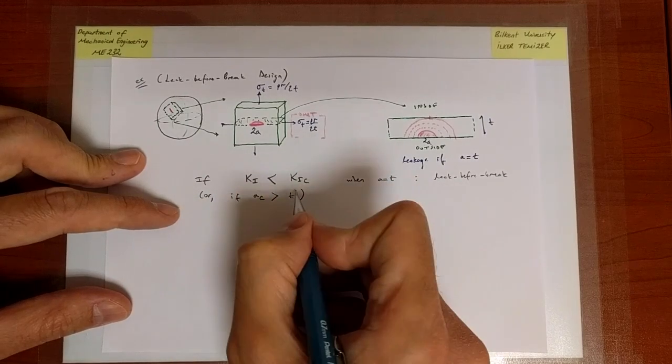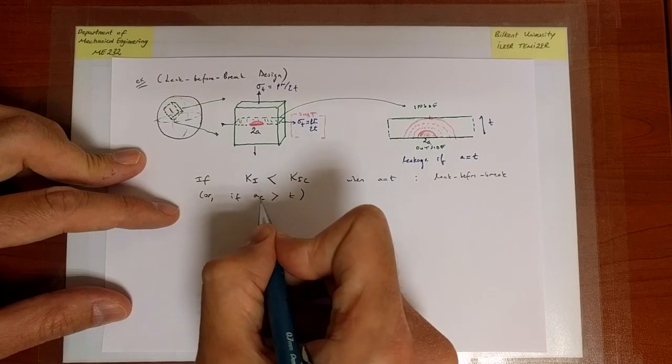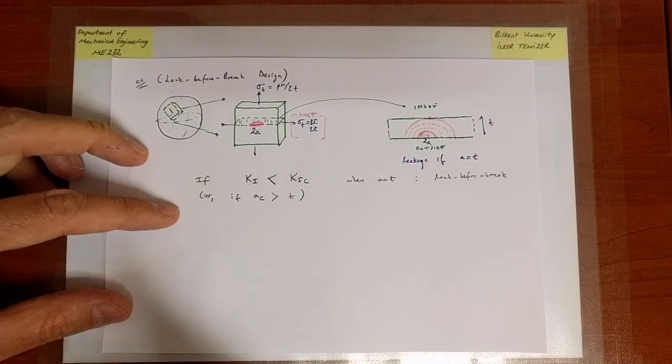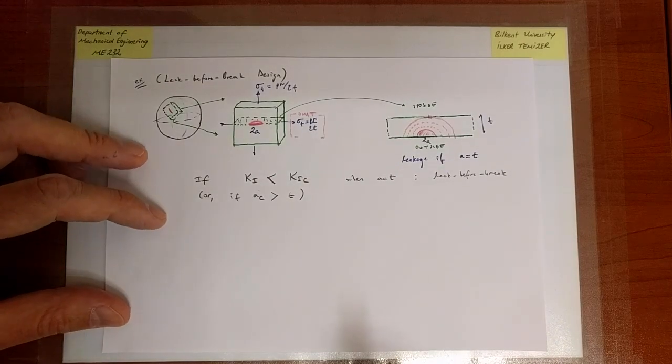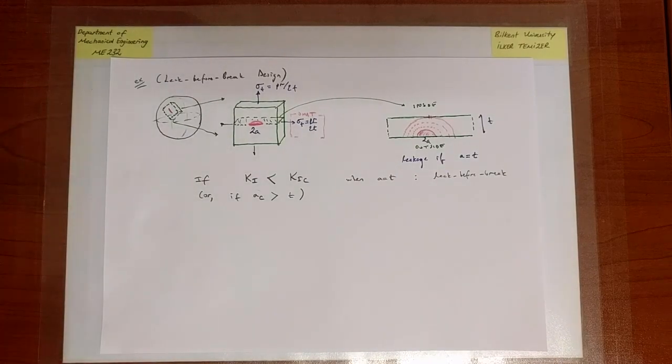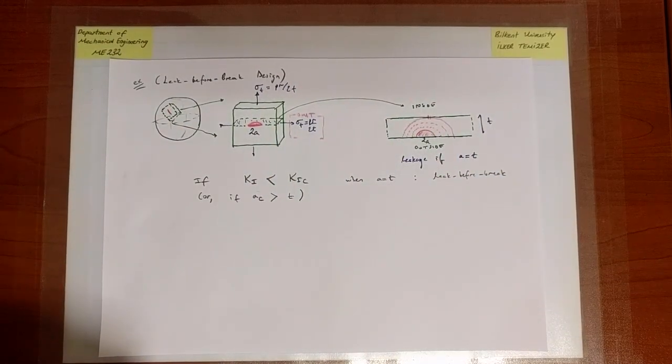So otherwise, when a is equal to t, if K1 is greater than K1C, or if you calculate a_c and it's less than t, you have break before leak, which is not something that we would like to have. Okay, so that's the idea of a leak before break design, and it's practically important.